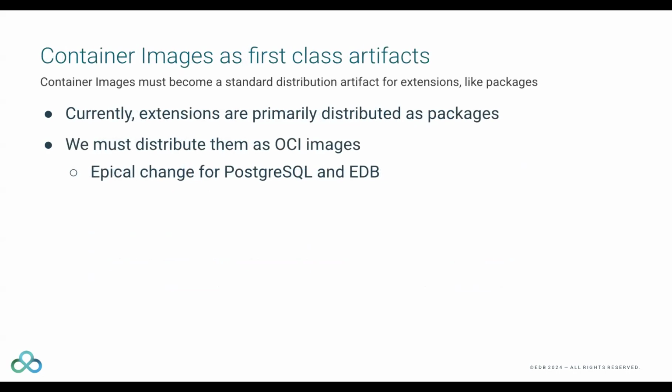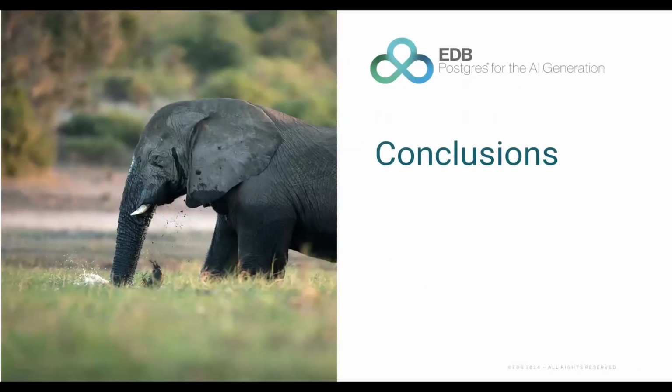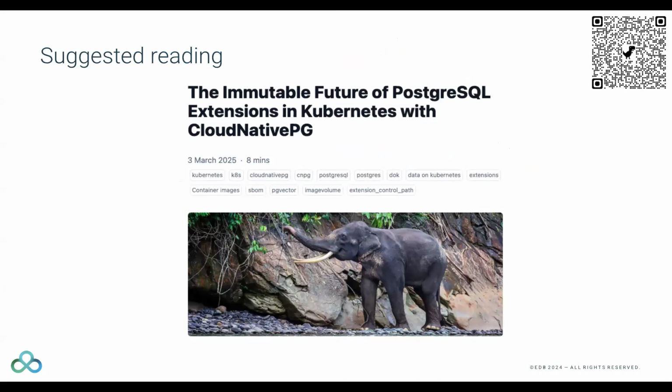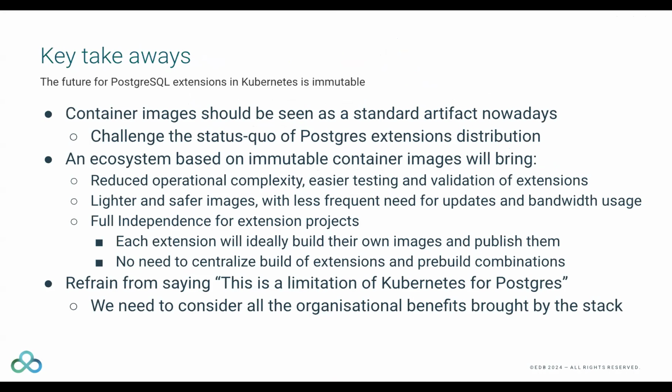So that's been my call: to treat container images as first-class artifacts. If this changes, we have a new way to distribute extensions. Okay, just to approach the conclusion, if you want to know more about the whole story, I wrote a blog article that recaps everything. And the key takeaway for me, and then we can go more into the patch if you want, and I'll also address the questions.